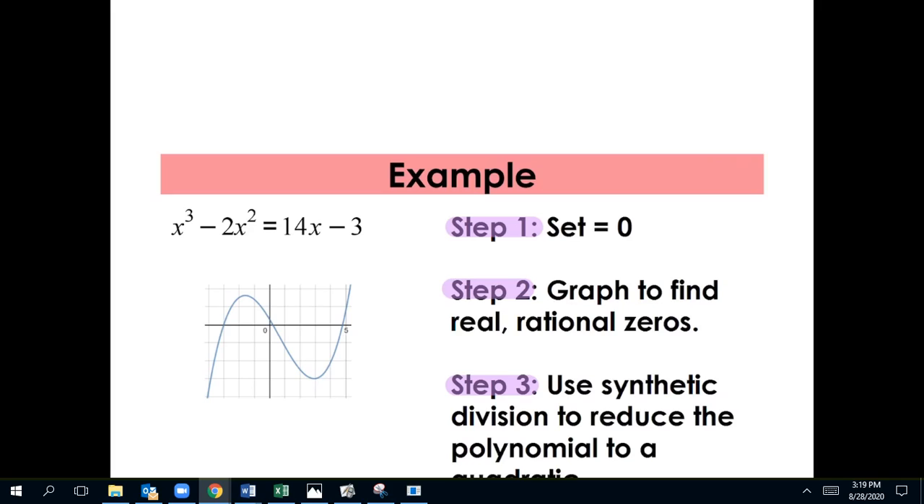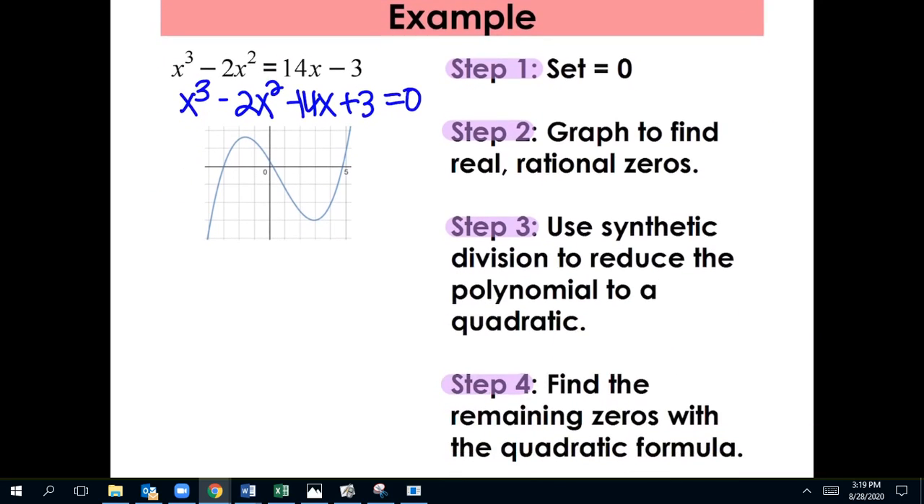And so I'm going to start there. x cubed minus 2x squared minus 14x plus 3 equals 0. Then your step 2 is to graph so that you can find any of the real rational zeros. I already put the graph here, but you would just go into Desmos or your calculator. I can see it crosses at -3, and the other two values I don't know just from looking at this graph. And so I know that my real rational zero is x equals -3.